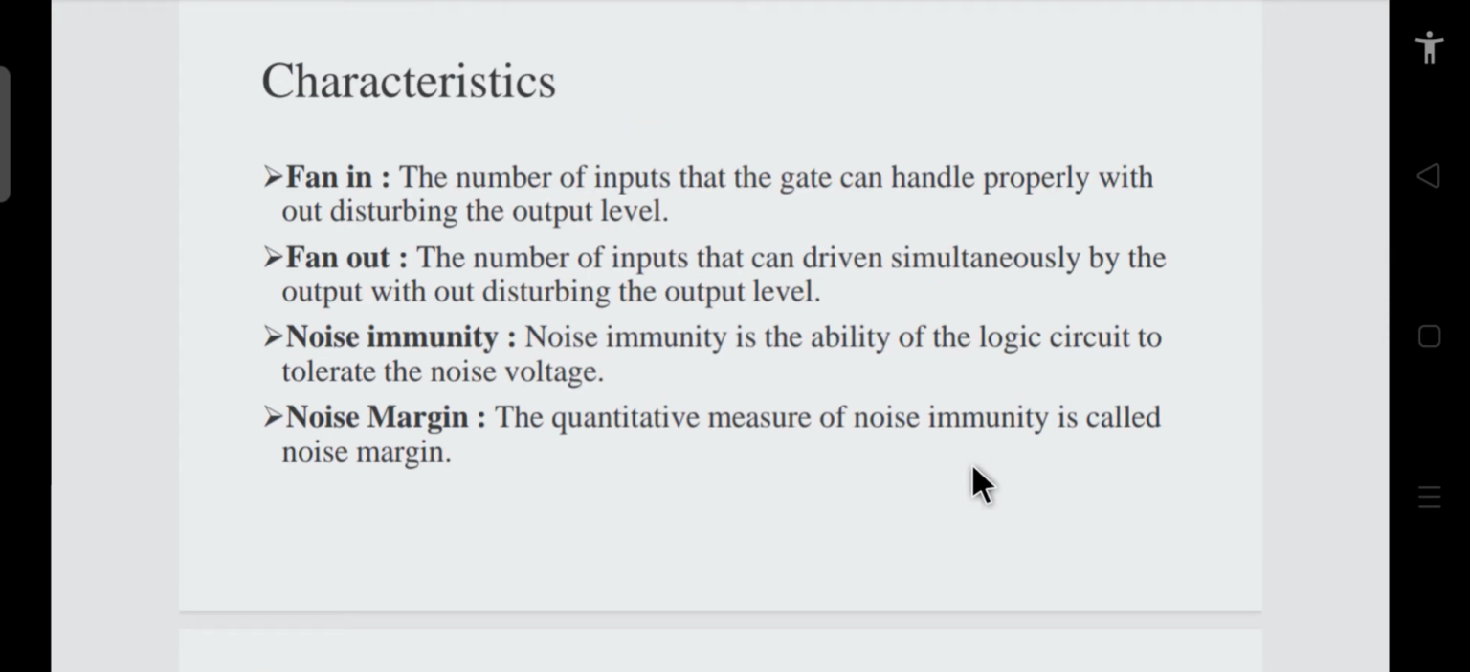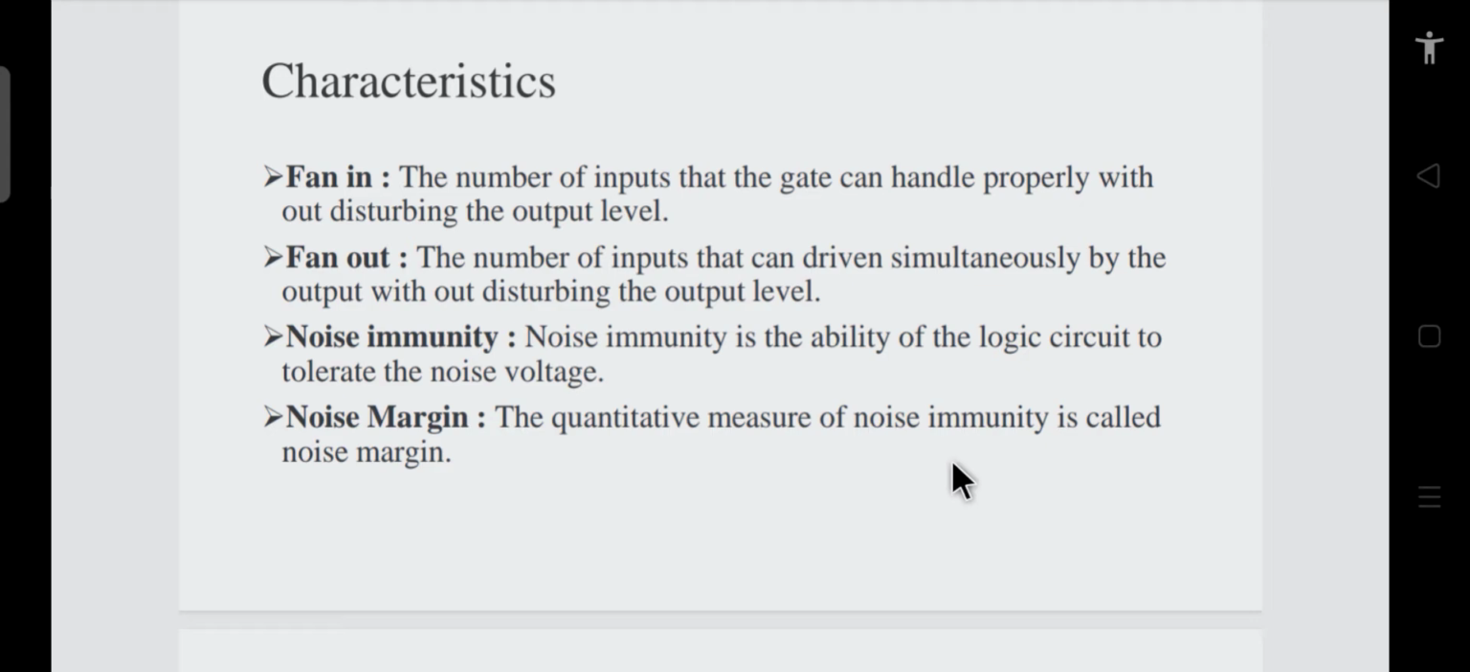So before moving on to the actual logic families, we'll first discuss the various characteristics which signify any logic family, and based on that we can say that a particular logic family is better than or poorer than the other logic family. To compare various logic families, we require some characteristics or some parameters. So what are those parameters?